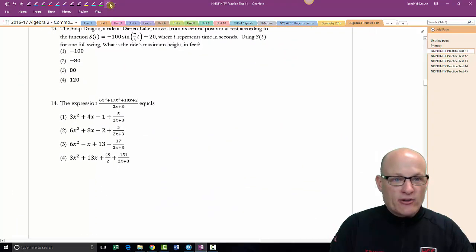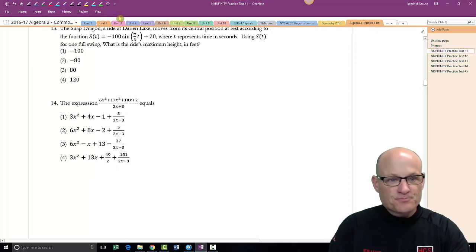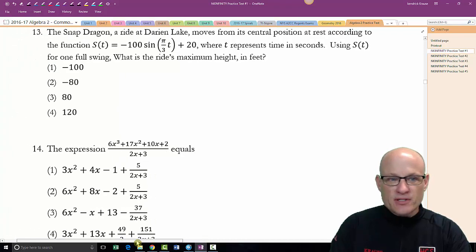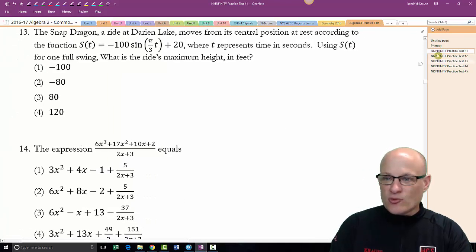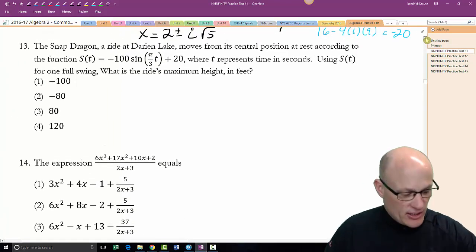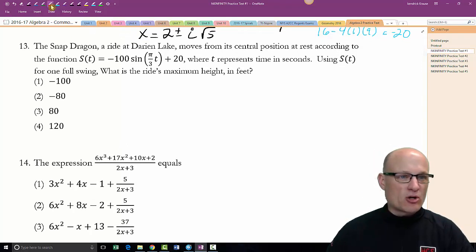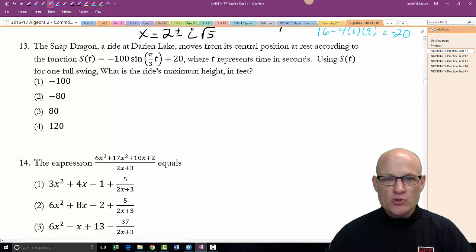Now, let me get this thing widened out a little bit. I want it bigger, not smaller. All right, so let's see. I've got to keep my big head out of the way, though. So this is a weird problem. So anyway, Snapdragon ride at the Darien Lake, that's a local park around here for those of you that don't know, moves from its central position at a rest according to this function, where t represents time in seconds. What is the ride's maximum height?